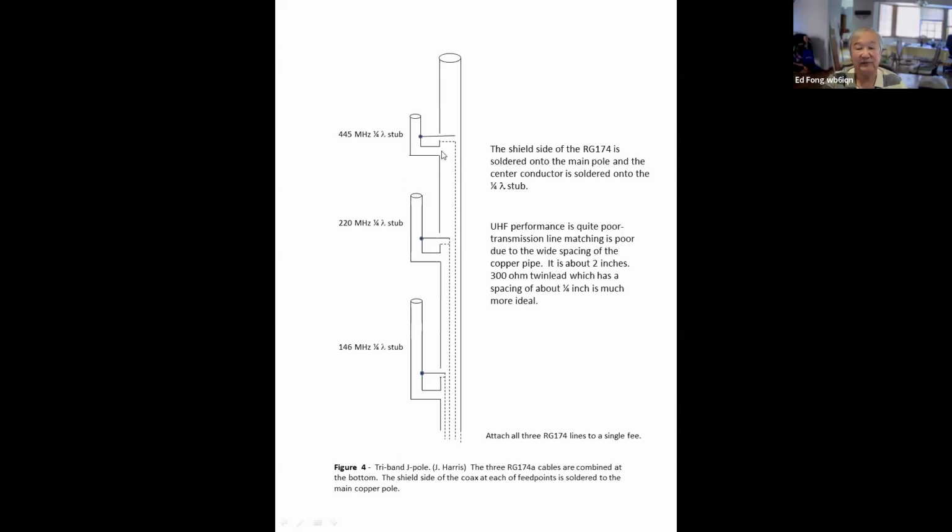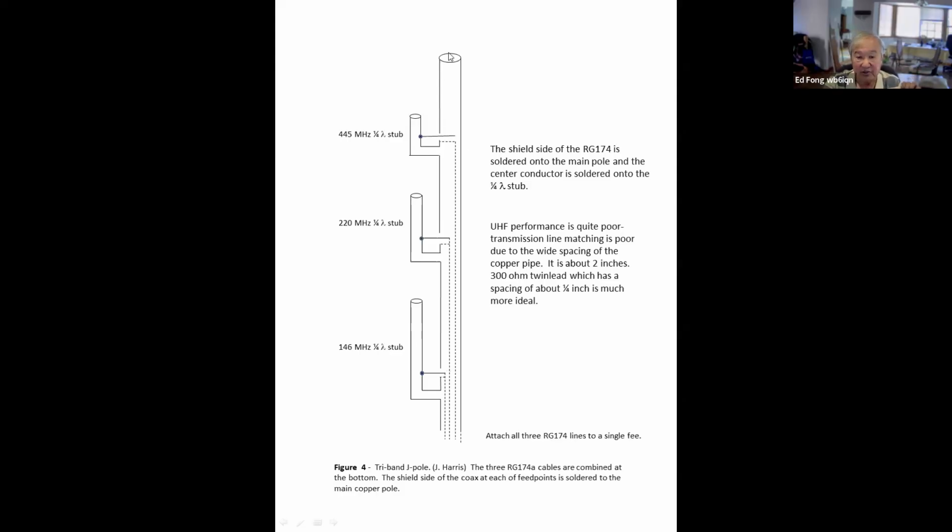So here's how he does it. And I think it's pretty clever. He has a J pole. These are 3 J poles, all in one copper pipe. This is one copper pipe. The good thing about the copper pipe is it's all shielded, right? You can put coax in there and it's all shielded.